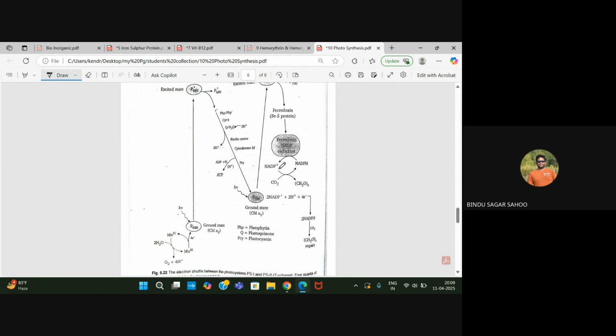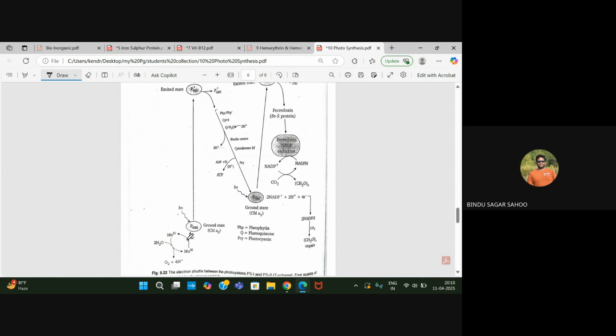And here there are a few more details about dark reactions. That means when NADPH gets converted to NADP+, along with that there will be breakage of 2H+ and 4 electrons here. And these 4 electrons are trapped by carbon dioxide and it gets converted to sugar or carbohydrate.